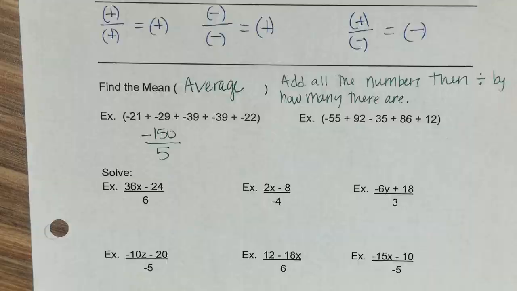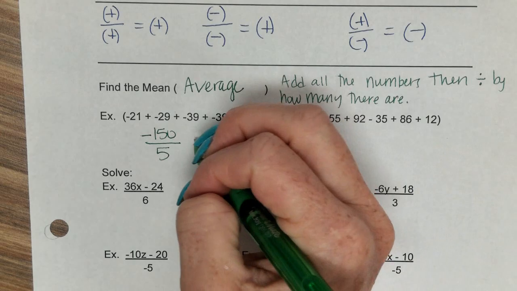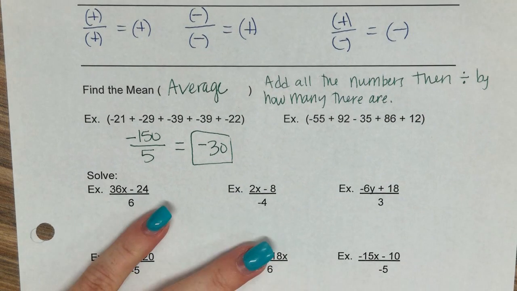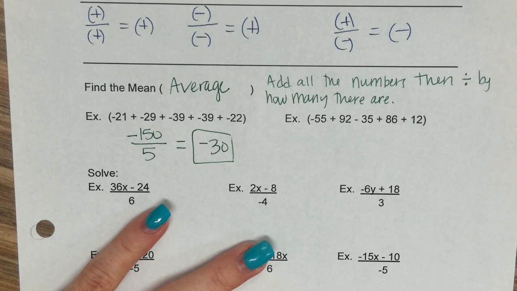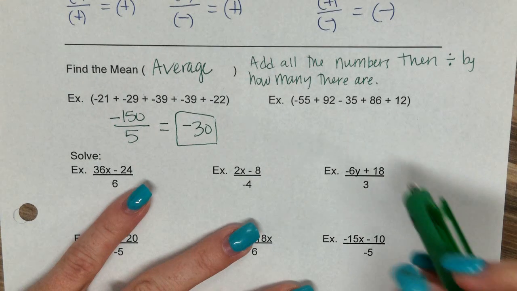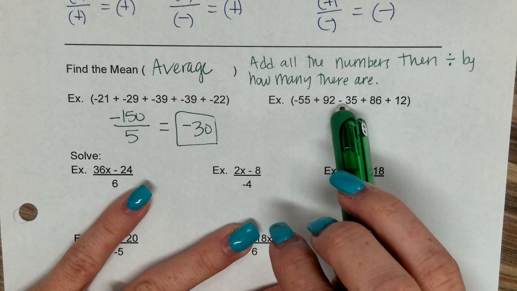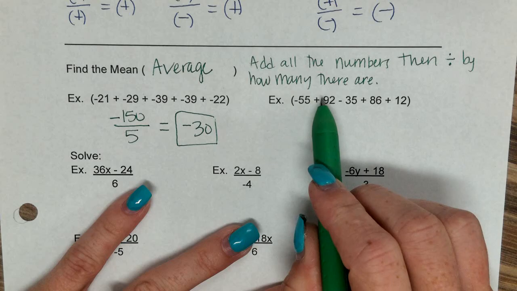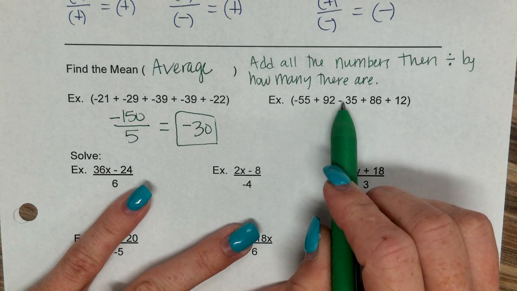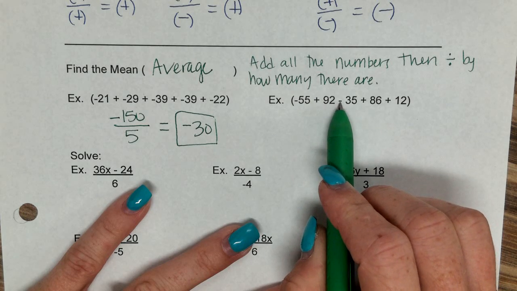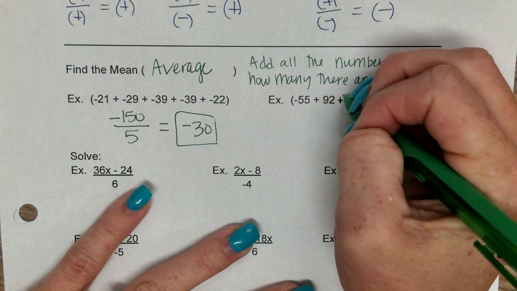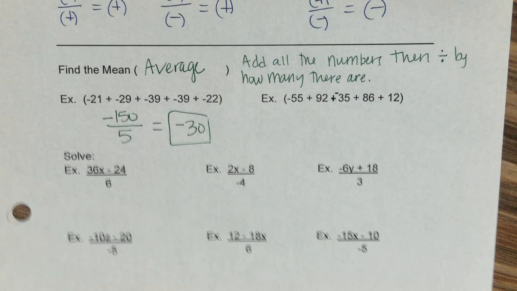Don't forget the negative sign is below the 3, yes? All right, what did y'all get? Negative 30. Okay, try this next one on your own. Now, question. Look at this. It says negative 55 plus 92. How would I read that? So could I change it to plus negative 35? All right, add those up.